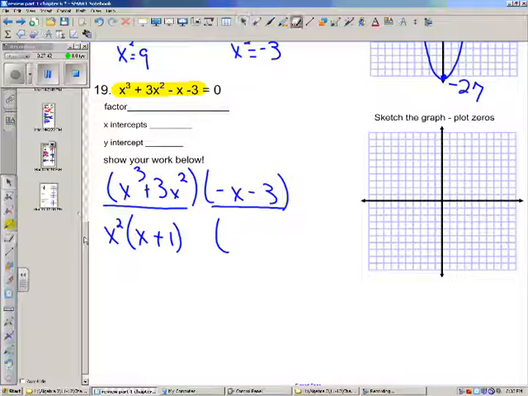Sorry, I just realized that I messed up. Let's rewind a little bit. Not x plus 1, but x plus 3. Because when I go to the second set of parentheses, I also have to have x plus 3.